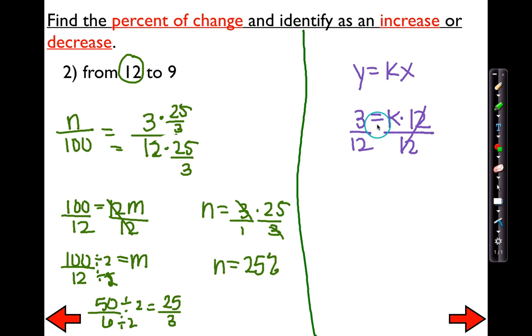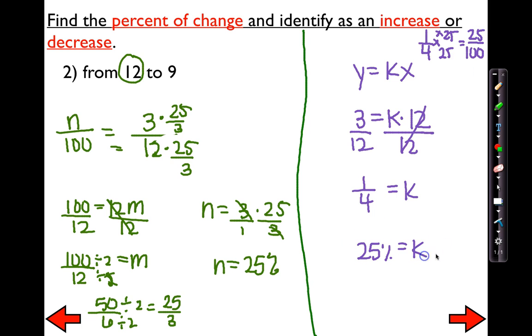And I'm going to see here that k is going to be 3 over 12. But wait a second. That can be reduced to 1/4. Now 1/4 is nice. Why? Because 4 can be multiplied to give me 100. What would I have to multiply by? 25. So by multiplying by 25, I would see that the percent is 25%.